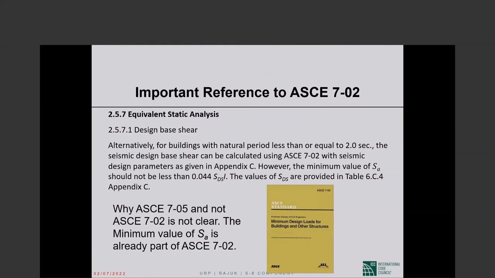BNBC says, in section 2.5.7.1, alternatively, for buildings with natural period less than or equal to 2 seconds, so not for very tall buildings, the seismic design base shear can be calculated using ASCE 7-02 with seismic design parameters as given in Appendix C. So if you go with Appendix C, you are basically doing ASCE 7 seismic design, and that is fully permitted by the BNBC.